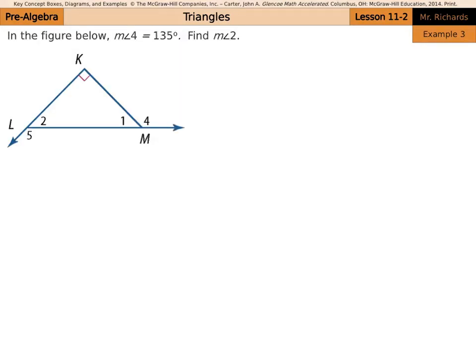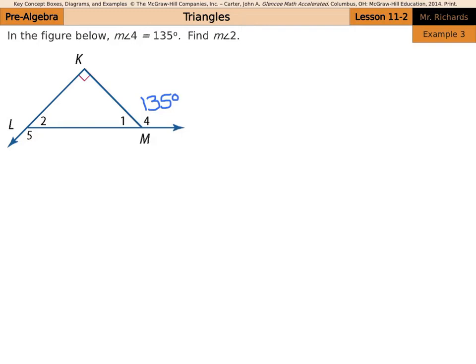In our third example, in the figure below, the measure of angle 4 is equal to 135 degrees. Find the measure of angle 2. Well, we might as well label this angle 4 as 135 degrees. And we're looking for the measure of angle 2. Well, we can't get there directly.